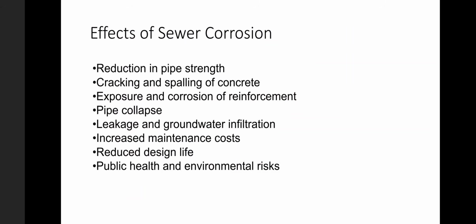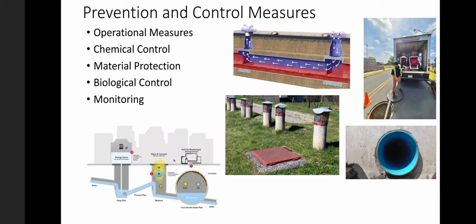So, effects of sewer corrosion. What will be the effects? Reduced pipe strength, concrete spalling and cracking, then exposure and corrosion of the reinforcement present inside the sewer, then pipe collapse which results in leakage and groundwater infiltration, and the maintenance cost will be increased, and the serviceability and design life of the sewer pipe is reduced. Then public health and environmental risks also arise.